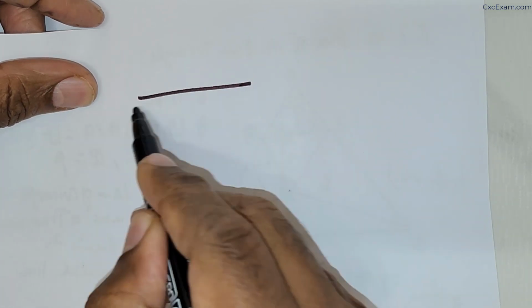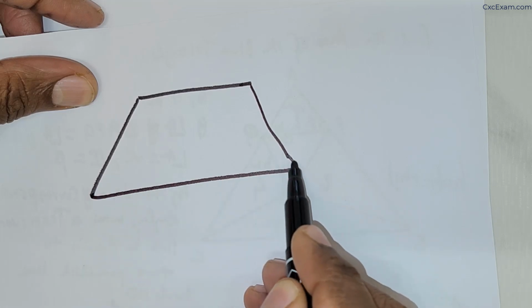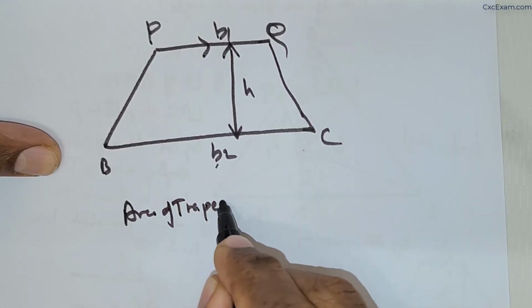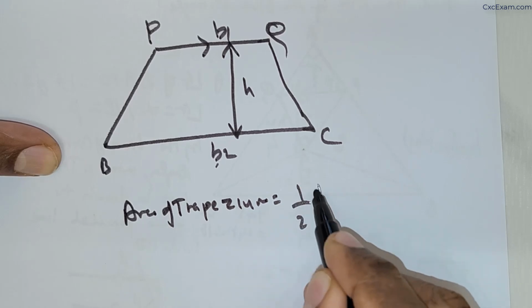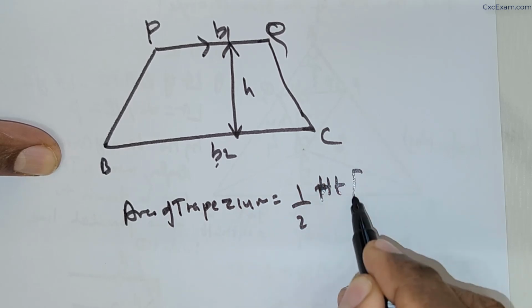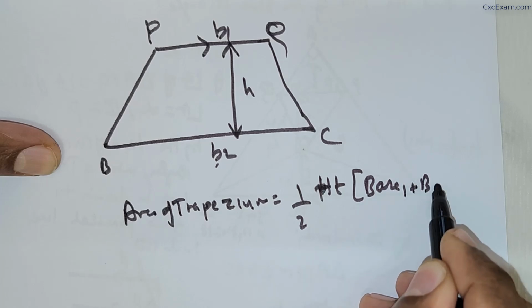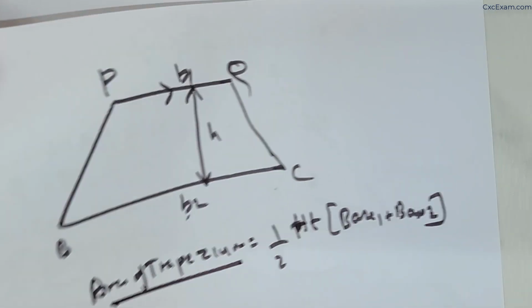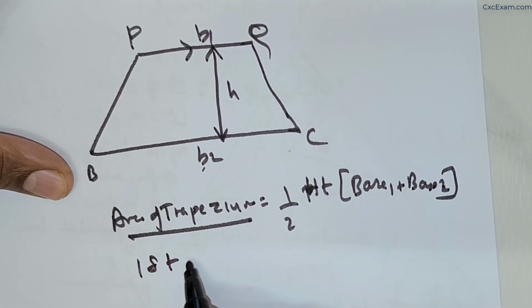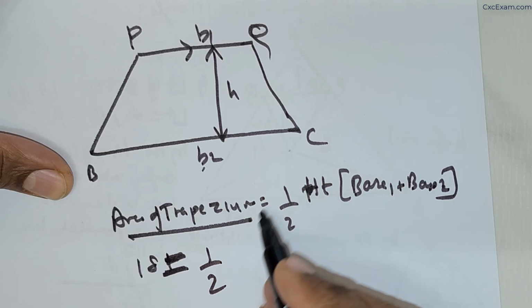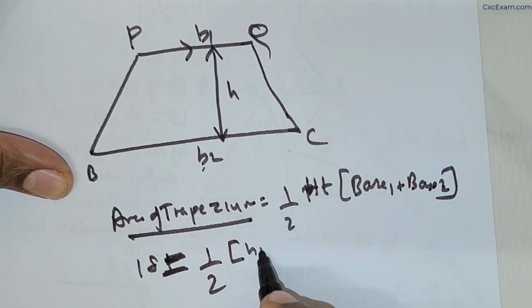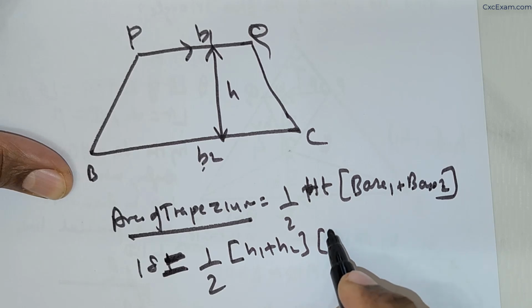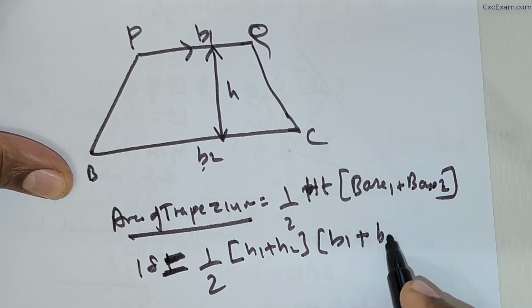So consider PQCD. This is a trapezium. It is half times the height times base 1 plus base 2. So this area is going to be this 18, and 18 is equal to half times height. Height is going to be h1 plus h2, and base 1 is b1 and base 2 is b2.